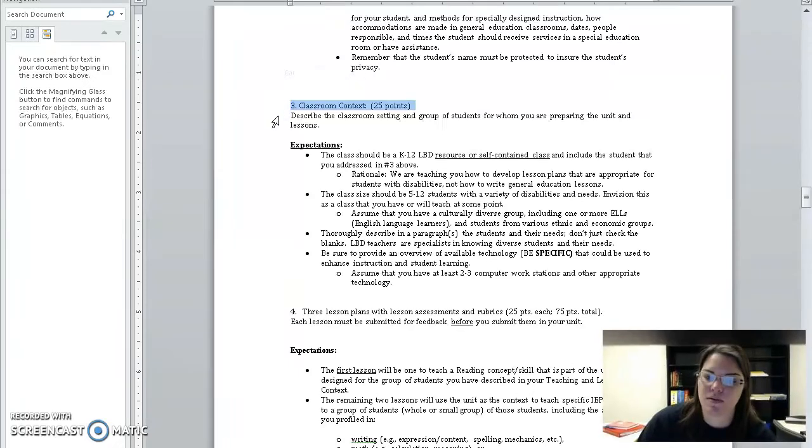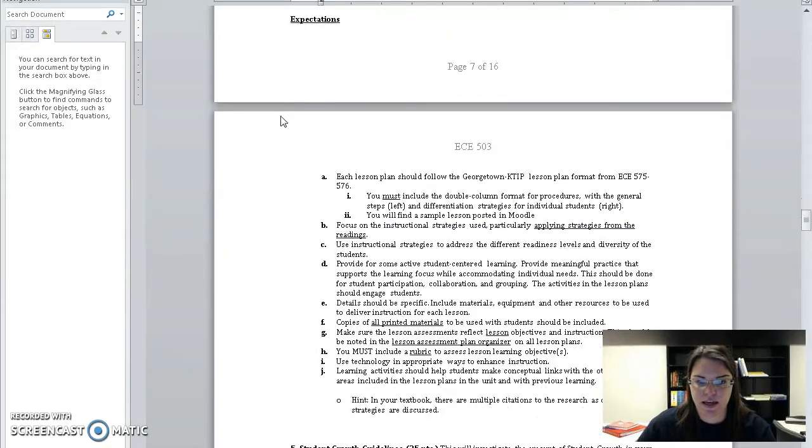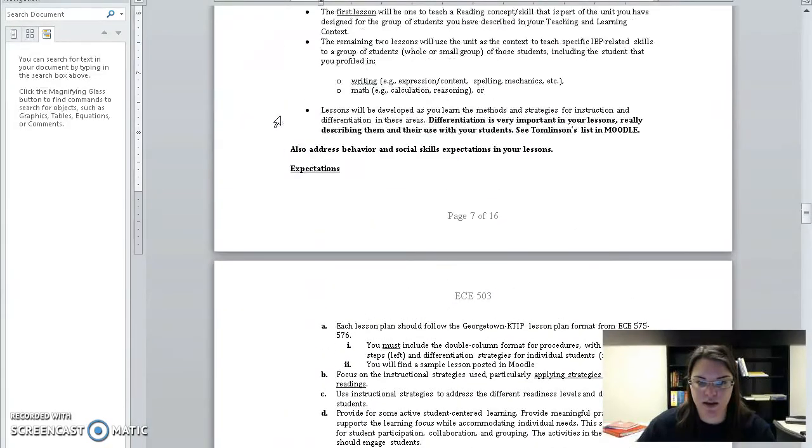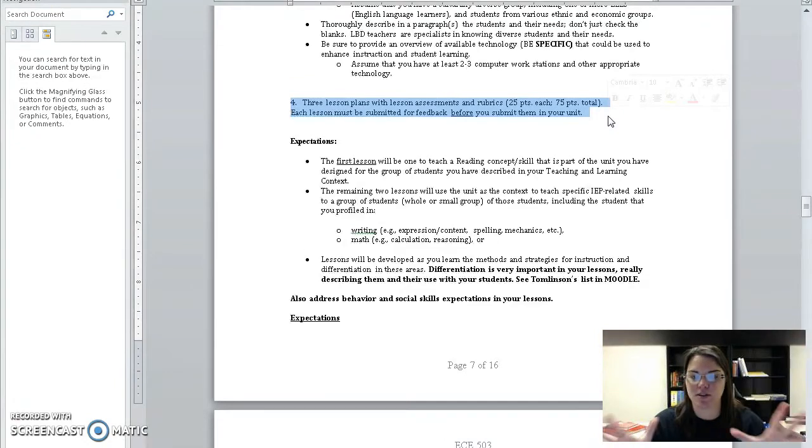And then we have your classroom context. This is sort of going through and describing what your classroom looks like. You'll just read through here. That'll be 25 points. And then you have 3 lesson plans. Your lesson plans are 25 points each. And ultimately, at the end, you'll put your classroom context and all 3 lesson plans into your unit plan. And that also counts for points.